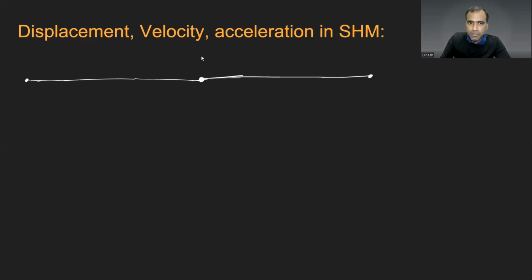So this is the mean position. Now, let us write some relations. The relation between velocity and displacement is omega into root of a square minus x square. The acceleration relation is minus omega square into y.